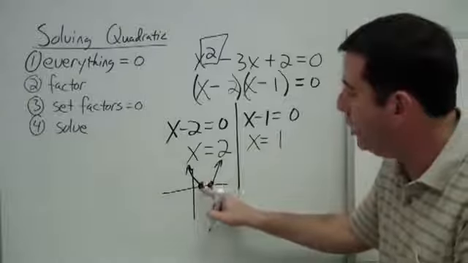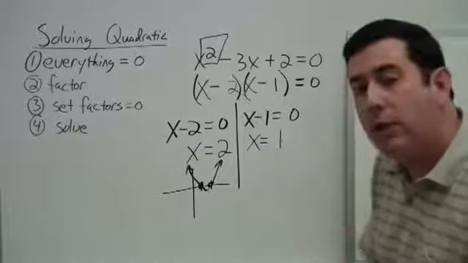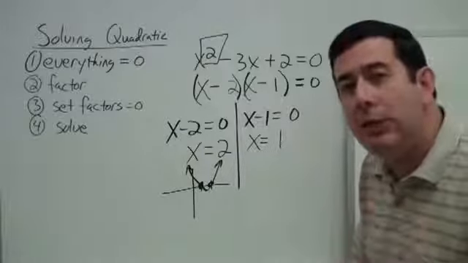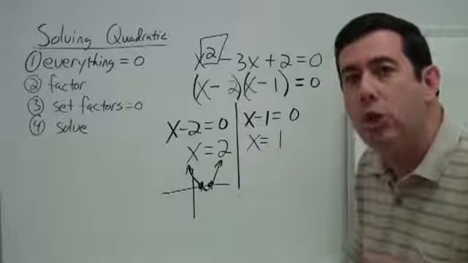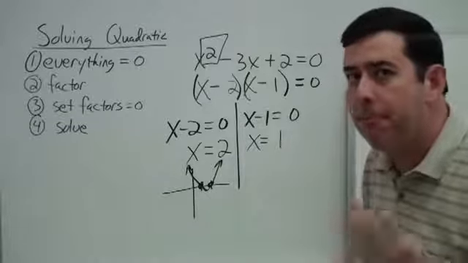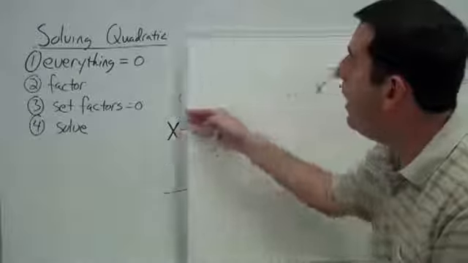Here is where x equals 1. Here is where x equals 2. When we get those solutions, that tells us what the 0, the root, the solution, the x-intercept for the polynomial would be. Let's try another.